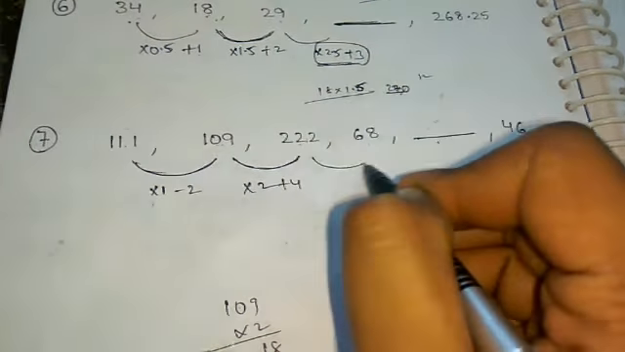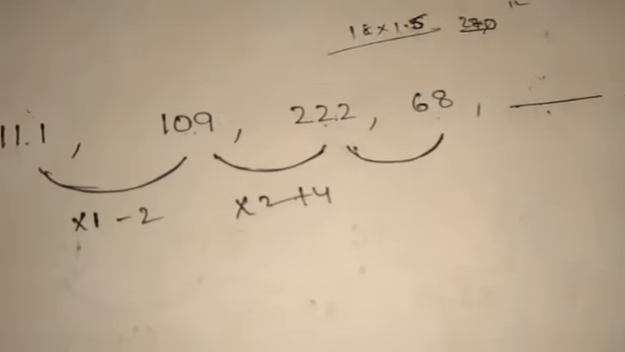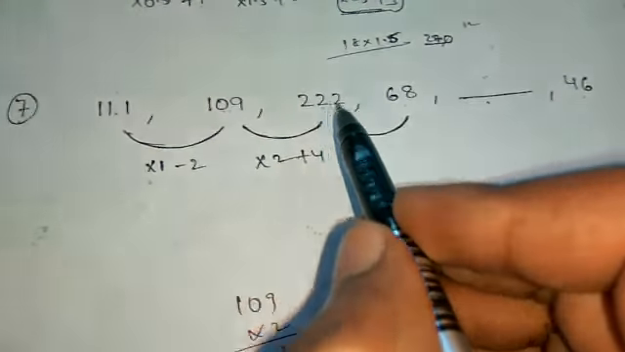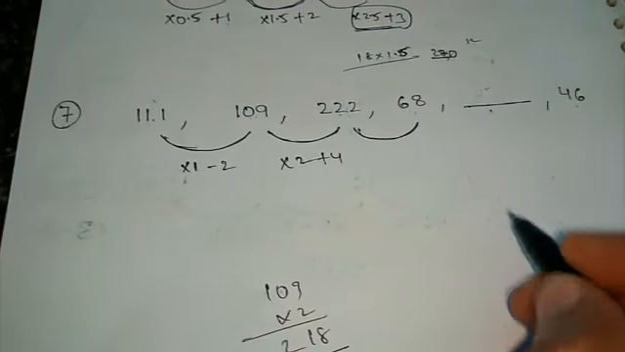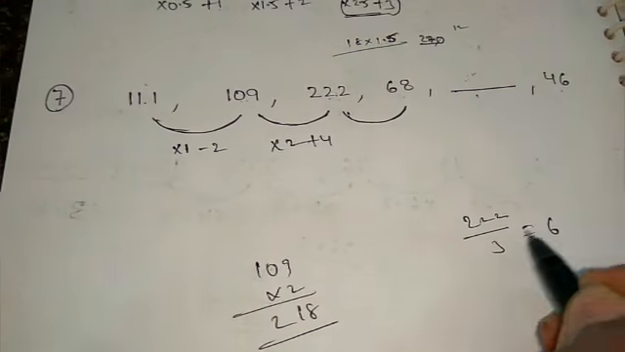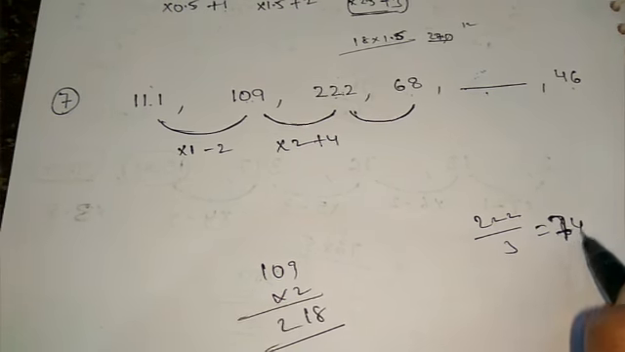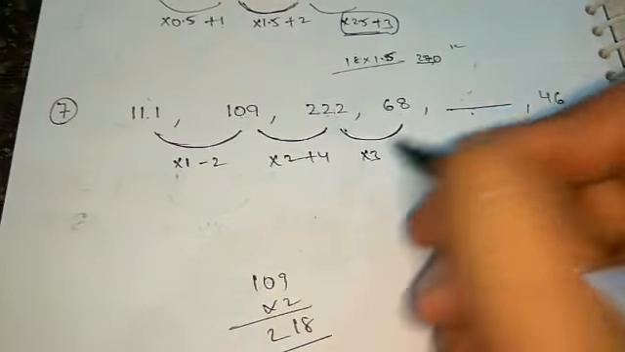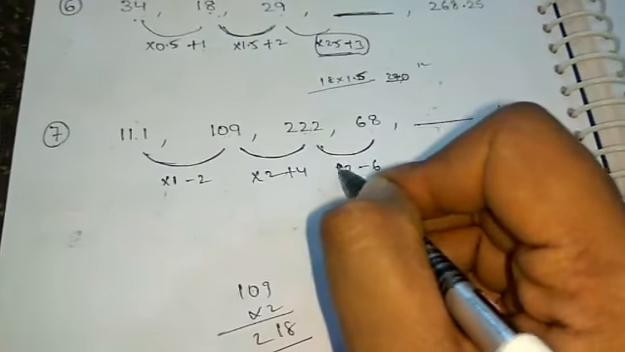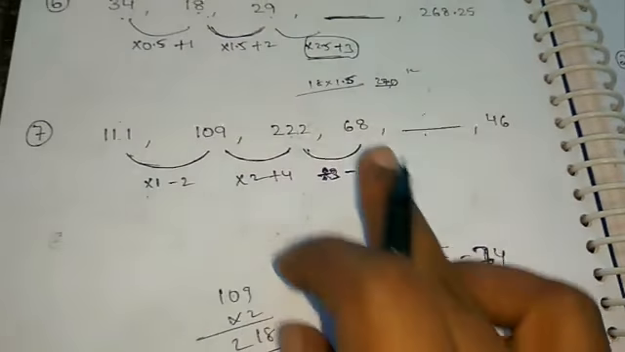So see here, how will we get 68 here? There is a chance that it is 222 by 3. See, 222 by 3: 3 7s are 21, 3 4s 12, so 74. So into 3 we got 74, sorry, divided by 3, and what we have done is subtracted 6 from that, then we got 68.